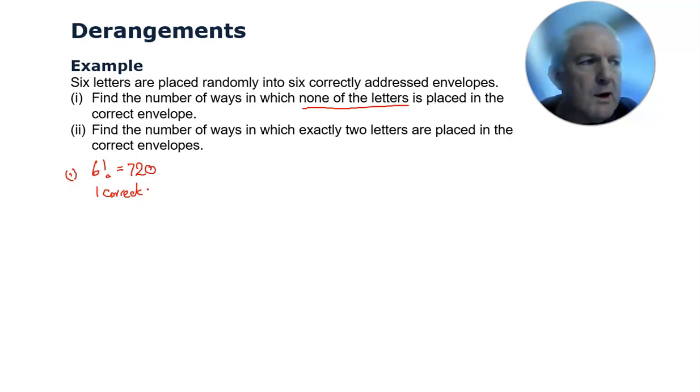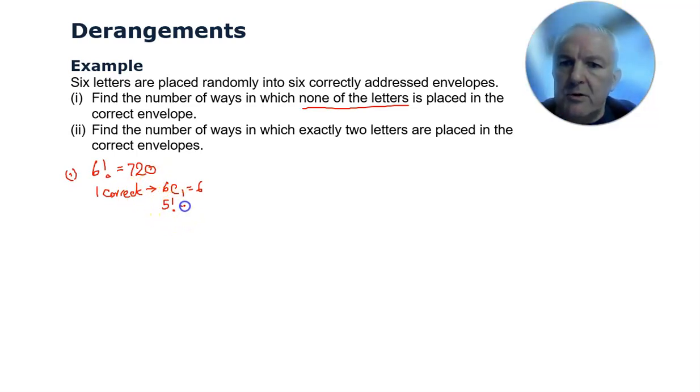And if one's correct, effectively that means from that one correct, I could choose any of the 6 envelopes to be correct. So that's 6C1, and that equals quite obviously 6. But there's 5 other letters to be placed, and therefore they can be arranged in a variety of different ways.